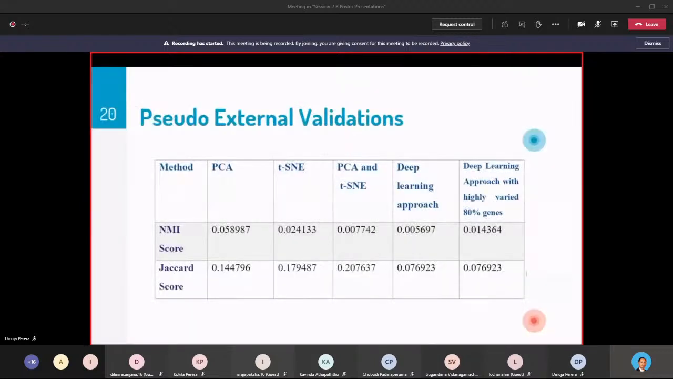For pseudo external validations, we have chosen the cluster size as 4 since we had 4 pre-identified classes from the clinical studies. But here, any specific pattern couldn't be seen from those. We assume that the reason is the actual number of clusters is different from 4.